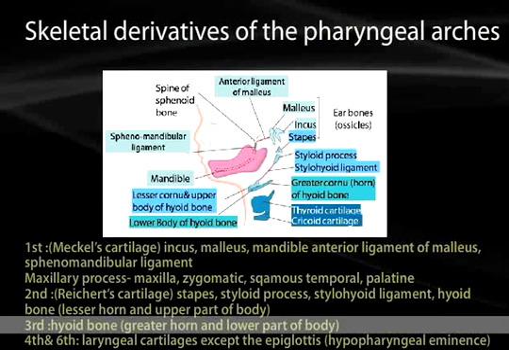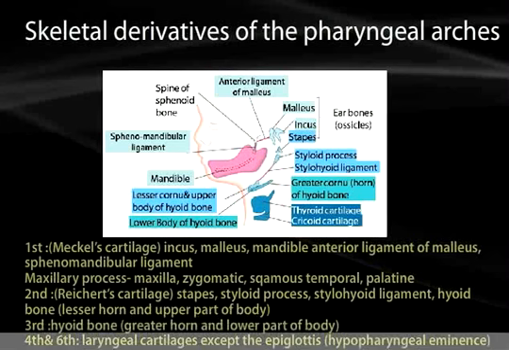Then we have the third arch, which is going to be the greater horn of the hyoid and also the lower portion of the hyoid bone itself. And finally, you have the thyroid and cricoid cartilage coming from fourth and sixth arches.